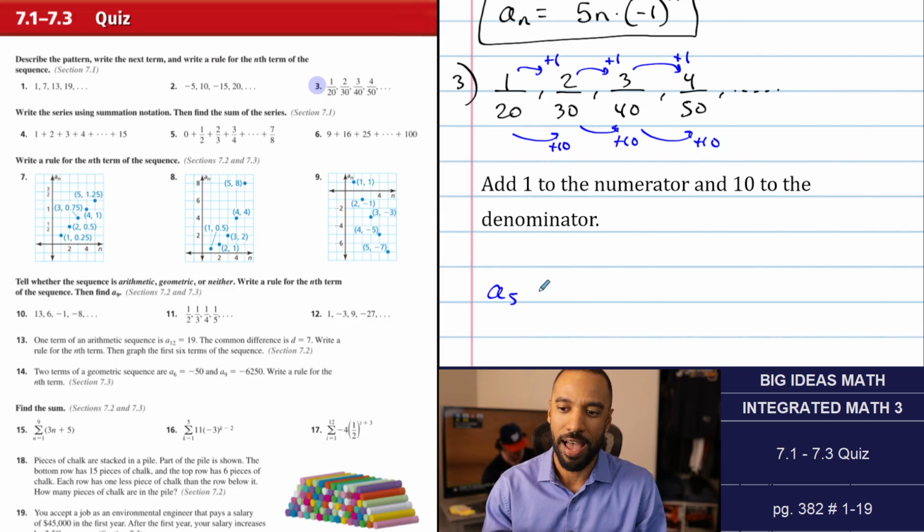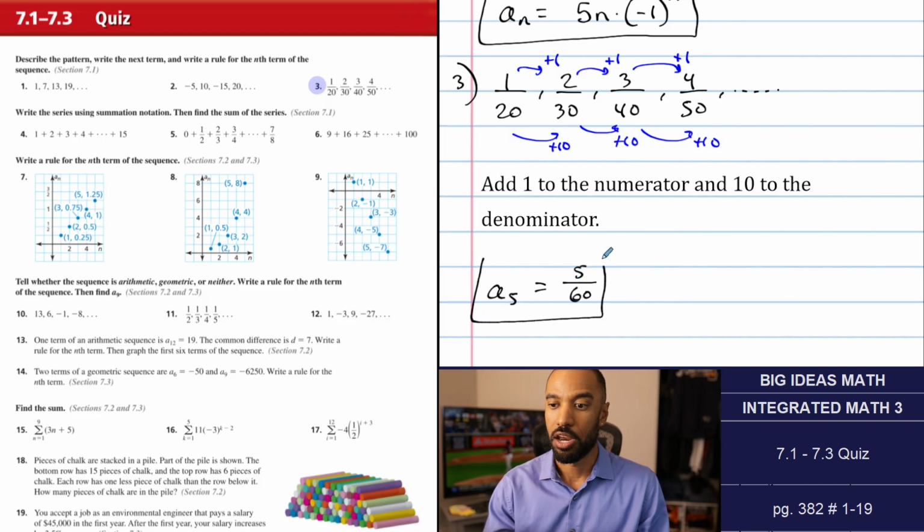Now, a sub 5, the next term in this set will be adding 1 to the top and 10 to the bottom. So 5 on top, 60 on bottom would be that. They are not reducing fractions, but if we did, this would be 1/12.